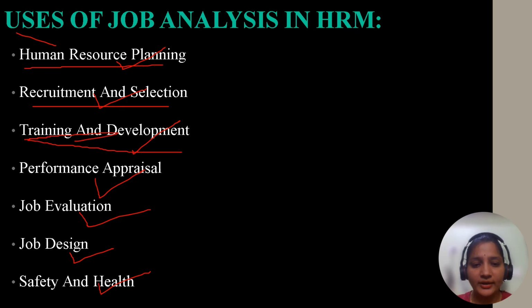What is the third one? Training and development. See, do you think every employee whom HR hired is already aware of everything about the tasks, duties, and responsibilities? Of course not, right? That's why training is important. But how does HR know what kind of training each employee needs? That's where job analysis helps you. Job analysis identifies the skill gaps.